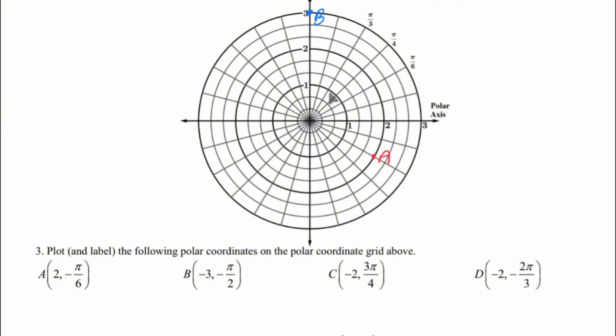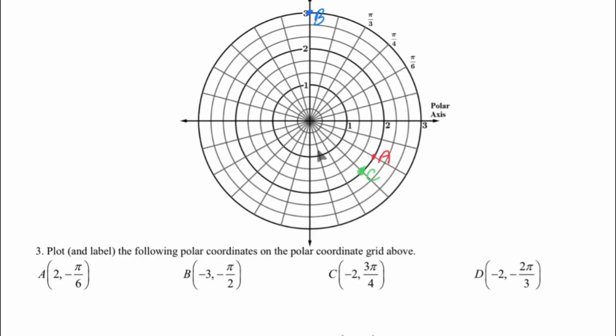And now C, we have -2, so we're on the second circle, and then 3 pi over 4. Multiply both by 3 to get the denominator as 12. That's 9 pi over 12. So this is 6, 7, 8, and 9. So 3 pi over 4 should be in this middle line right here. But we have a -2, so we're reflecting here. Keep it as the middle line on quadrant 4. This is the middle line, so we're at -2. So C should be here.